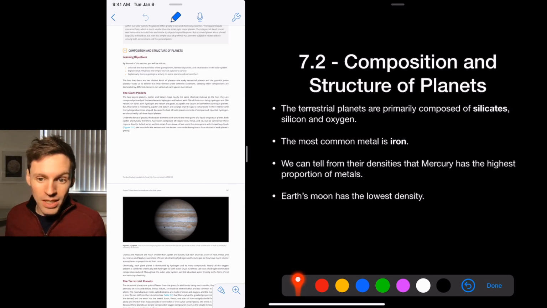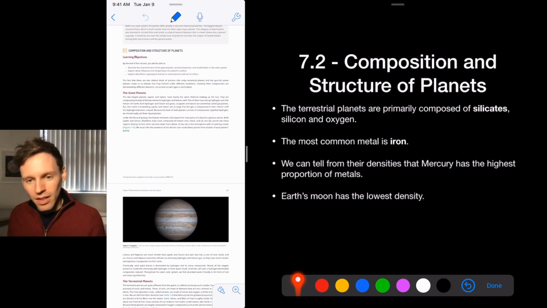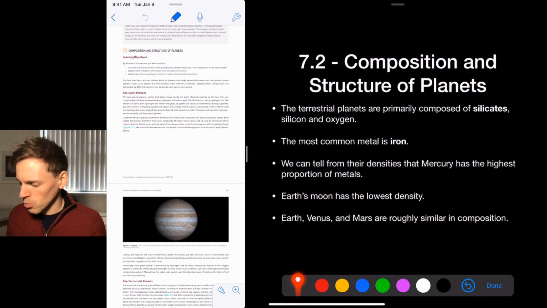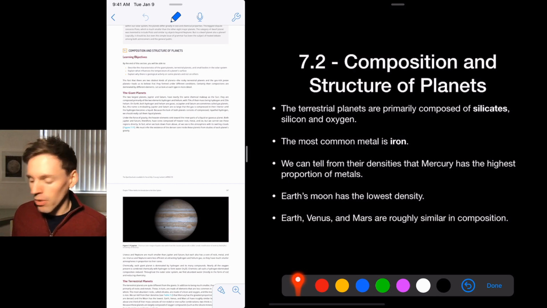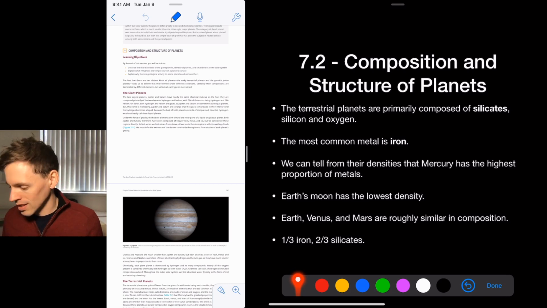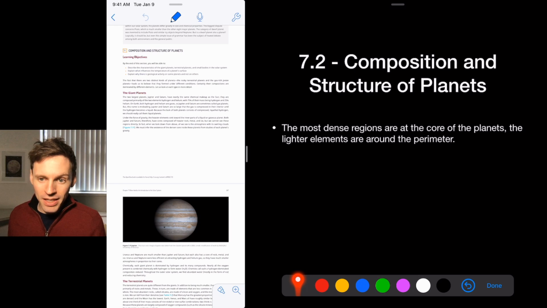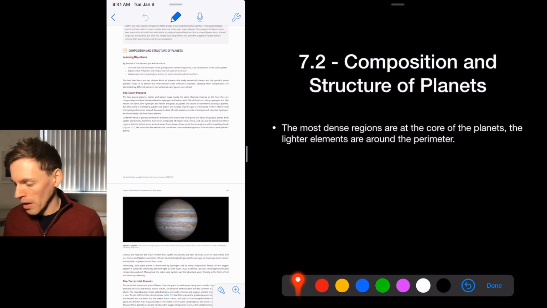Earth's moon has the lowest density, and again, something hit Earth to make the moon. So the moon is primarily made out of Earth's crust, and Earth's core is heavier, has more metals in it. So Earth, Venus, and Mars, they're roughly the same composition, about a third iron, about 2/3 silicates. The most dense regions are at the core of the planets, and the lighter elements are around the perimeter.